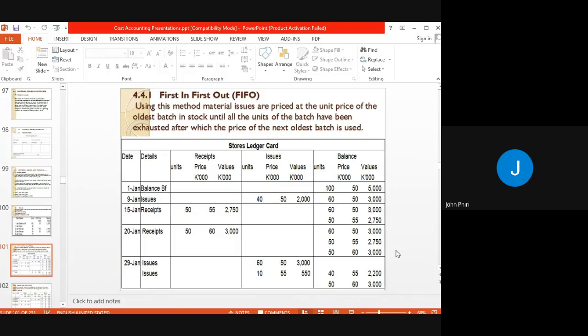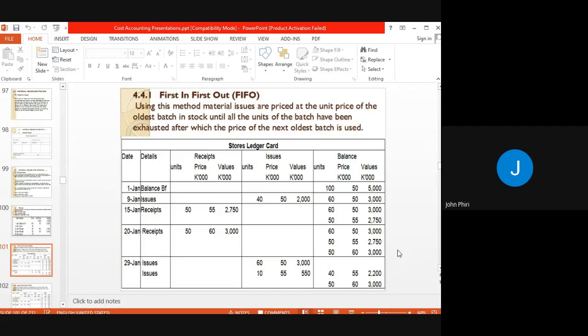Now, here is where the issue is. On the 29th, we are now issuing. How much are we issuing? We are issuing 50. Now, where are we going to get this 50? First in, first out. So we are going to start with the balance that we came up with. Those are the oldest goods in our store. And that's where we're going to start from. So we start with the balance.